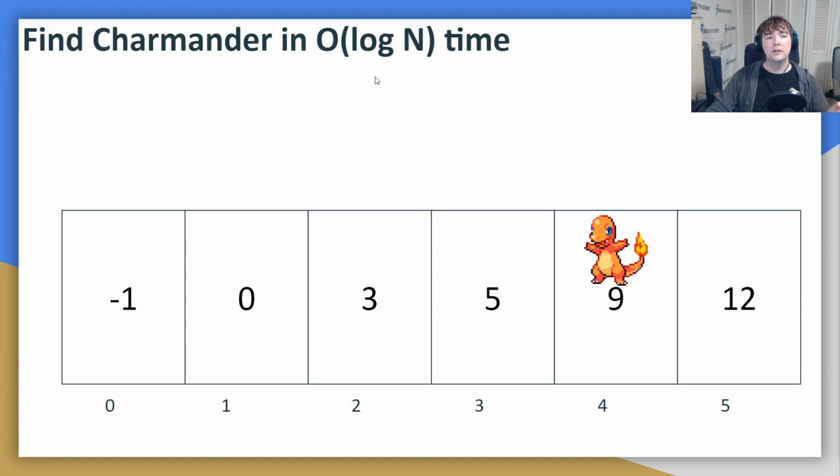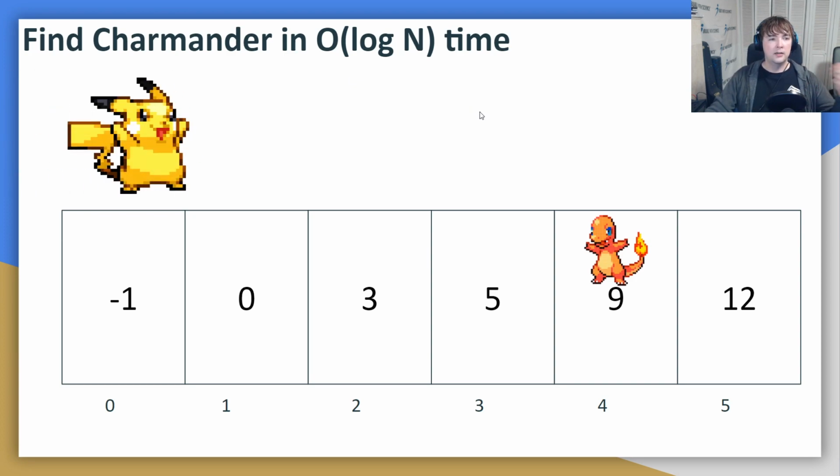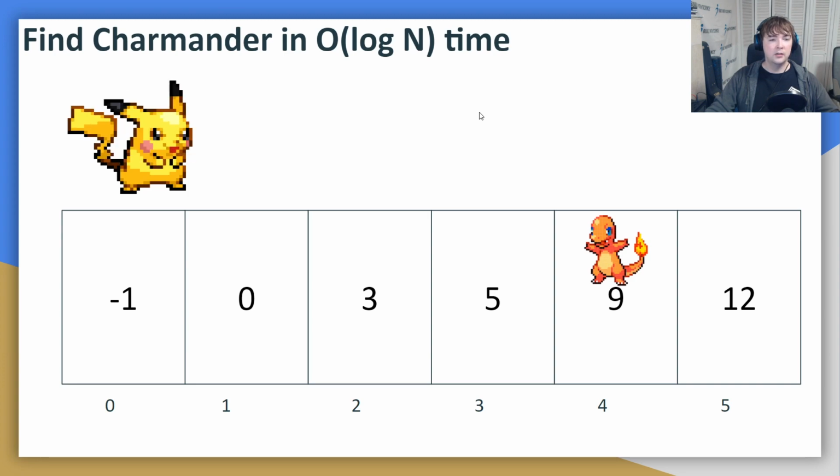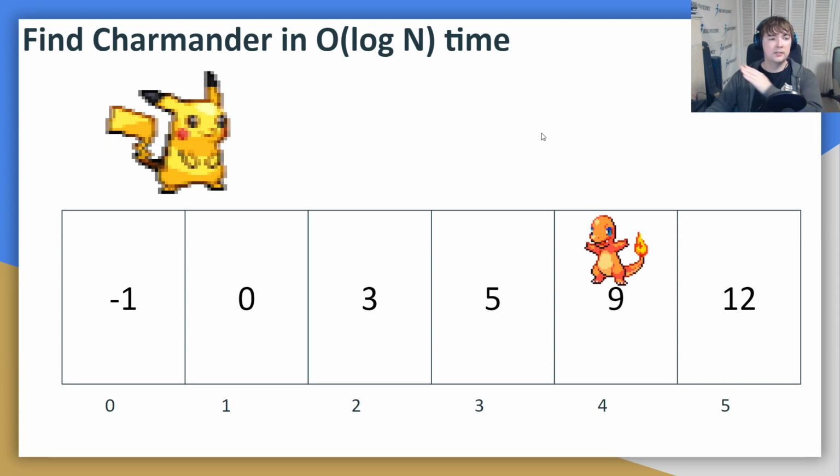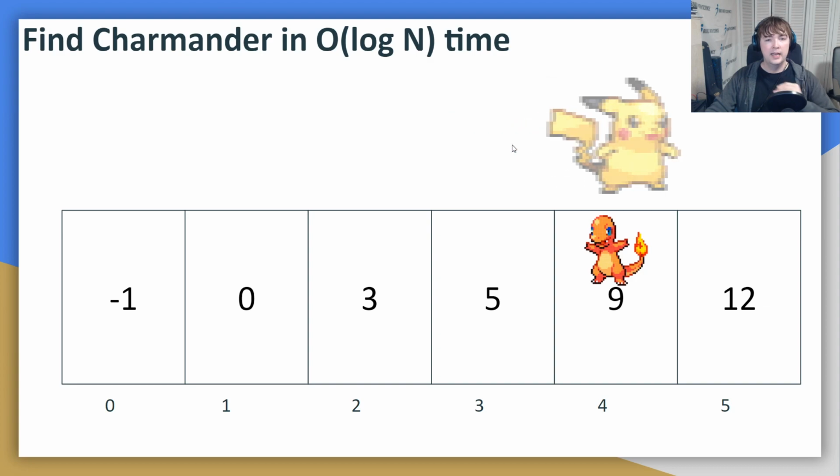Now, if you're not familiar with binary search or even the time complexity in general, you're probably looking at this problem and thinking, oh, this is actually really easy. This is basically just an array, so I just need to check every single index one at a time going across until I find Charmander. So if you use that strategy, let's see what happens.